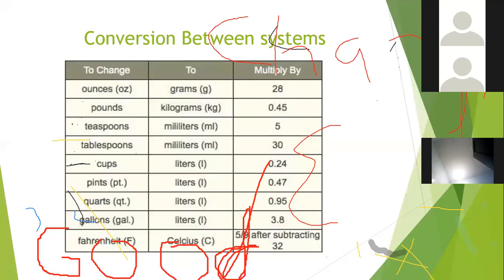The most common one is the temperature. Temperature can come in Fahrenheit and it can come in Celsius. To convert from Fahrenheit to Celsius, what you do is you subtract 32 and then multiply by 5/9. It will give you the equivalent of the temperature in Celsius.